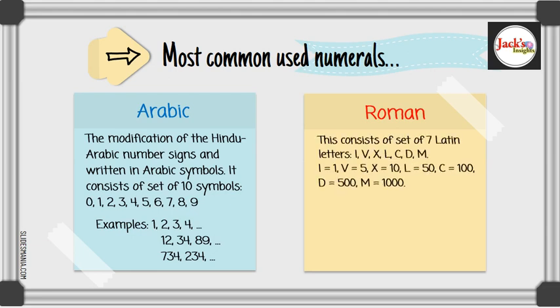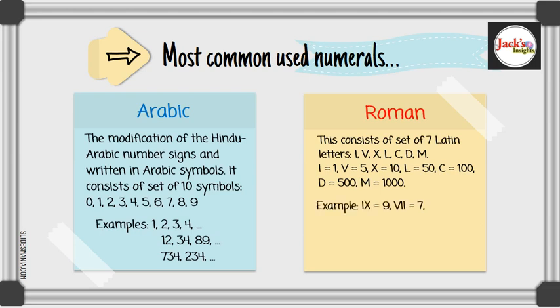While for the Roman numerals, this consists of a set of 7 Latin letters. All the letters are capitalized. We have letter I, letter V, letter X, letter L, letter C, letter D, and letter M. Letter I is equal to 1, letter V is equal to 5, X is 10, L is 50, C is 100, D is 500, and M is 1000.